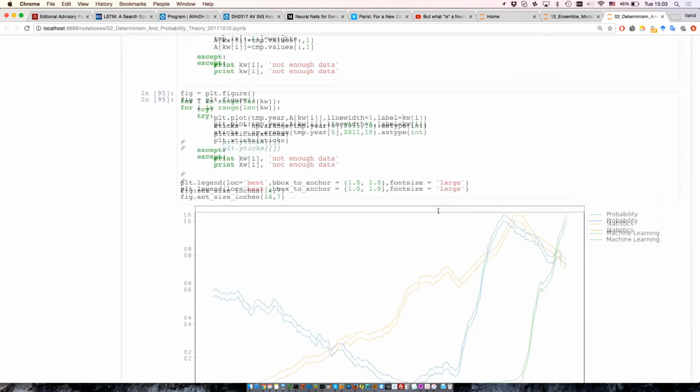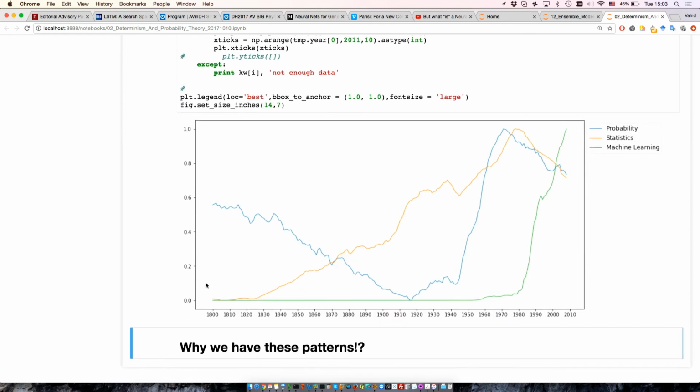Maybe I should have known these patterns. This is a normalized frequency of these keywords in all of these 10 billion books, or 5 billion books. I don't know if I'm wrong. So you will see that this is, I call it, some kind of life cycle of these concepts. This line shows the popularity of probability theory. As I told you, it's before 1800.